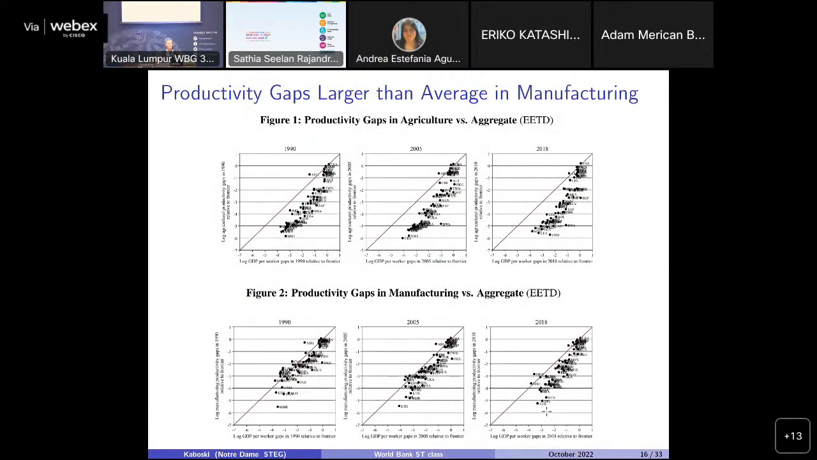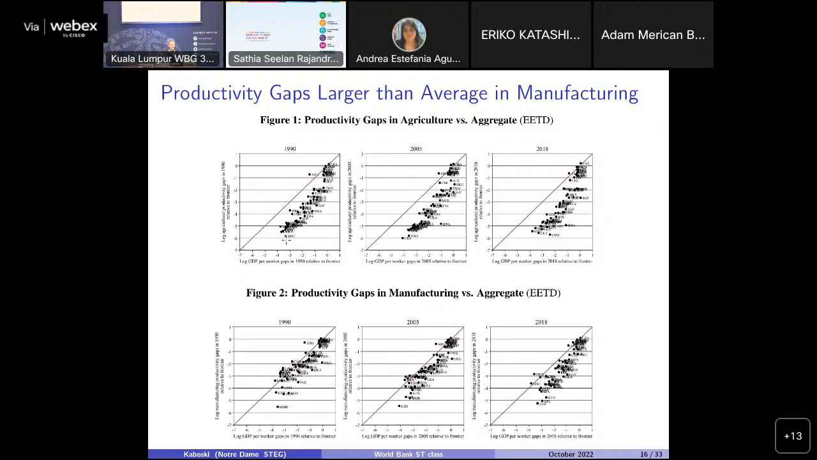So this is the productivity gaps. I mentioned that productivity gaps are larger than average in manufacturing. So they have, at 3 points in time, they plot each country, and they plot the agricultural productivity gap relative to the frontier here, and they have their GDP per worker gap relative to the frontier. And this is the 45-degree line. So if you were to have GDP productivity versus the overall gap, it would be on the 45-degree line.